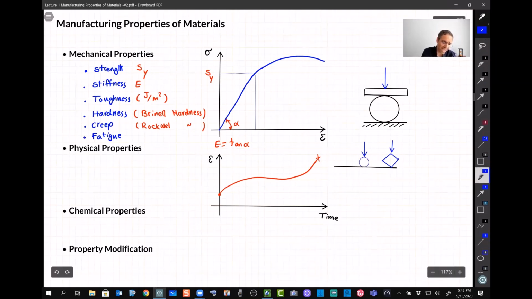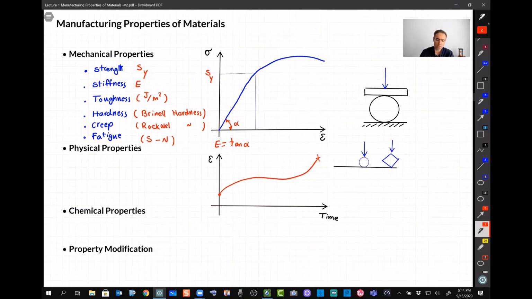And eventually, fatigue. Probably most of you took 325. You are familiar with the SN curve, or stress and cycle curve. We put a material under cyclic load.